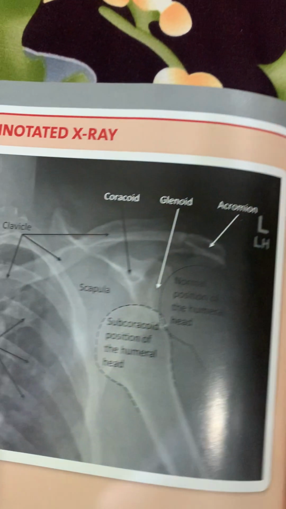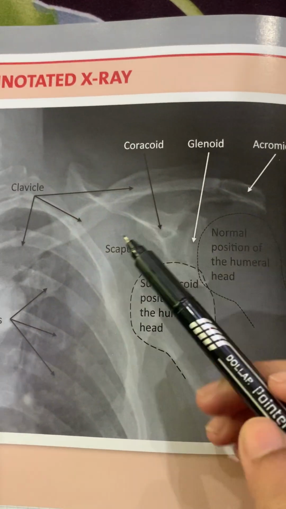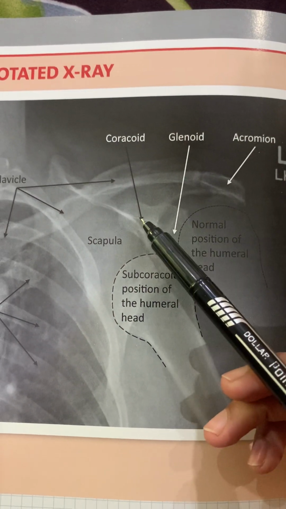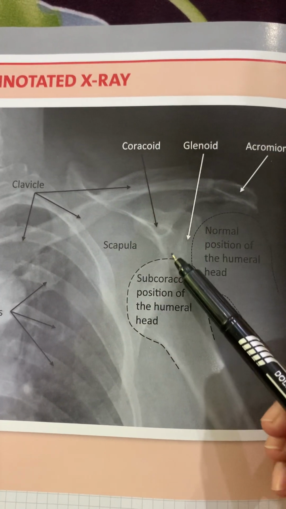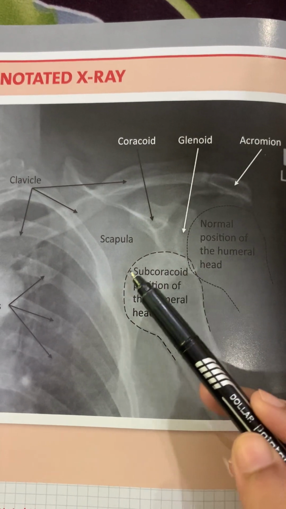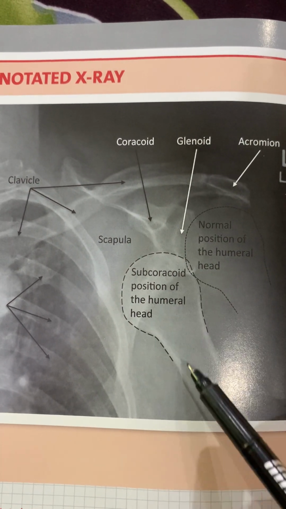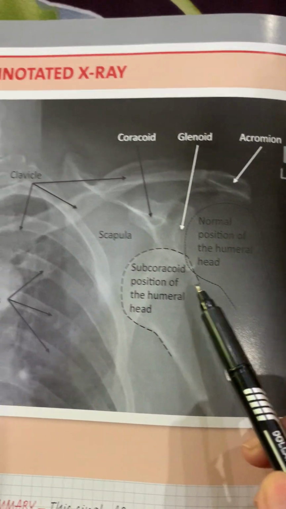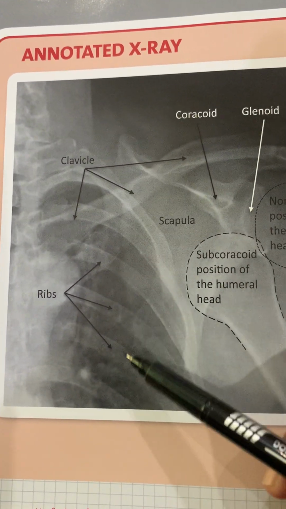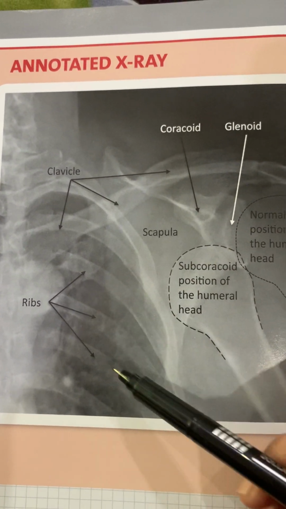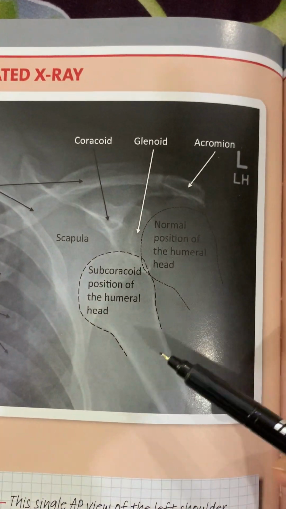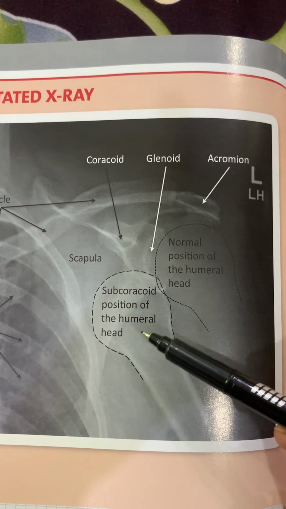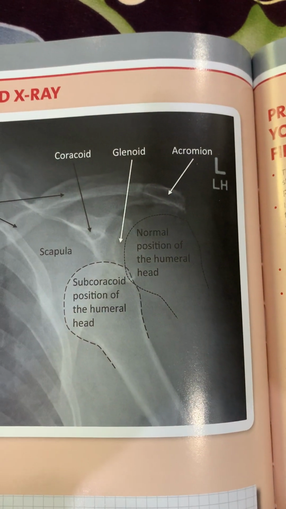The findings of the X-ray are, first of all, we will see the clavicle, and this is the acromion, and this is the coracoid process, and this is the glenoid, and this is the subcoracoid position of the humeral head, which is abnormal, and this should be its normal position. The associated ribs are normal, and lung tissue is also normal. So this is a single AP view of the left shoulder. It shows an anterior dislocation of the glenohumeral joint and there is no associated fracture.